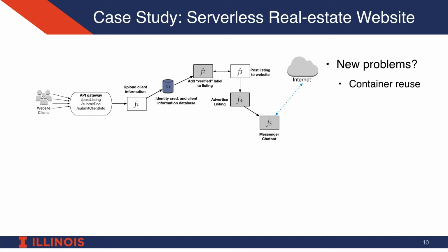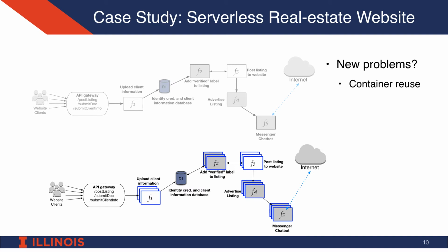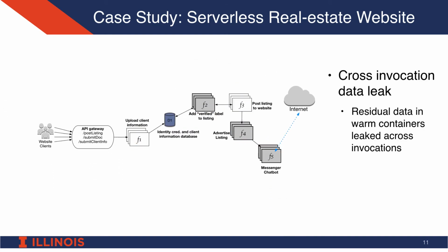Recall that ideally serverless functions should be stateless. However, to improve performance, cloud providers do not spin up a brand new container every time a function is invoked. Instead, they employ a container reuse policy, which means that the container hosting a function is cached in memory for some time period, and function requests are routed to a pool of warm containers. So, in this scenario, what problems can occur?